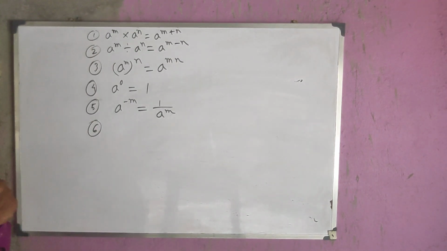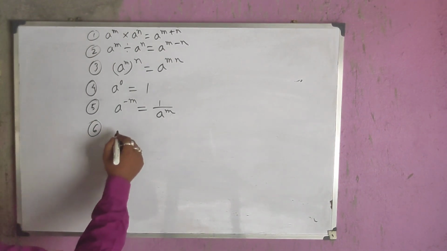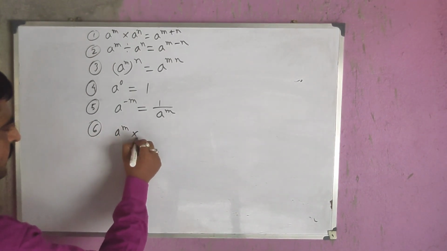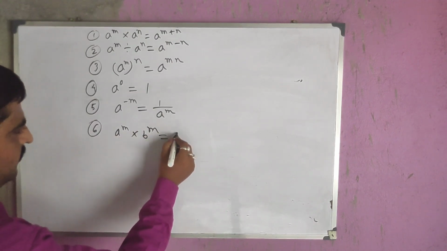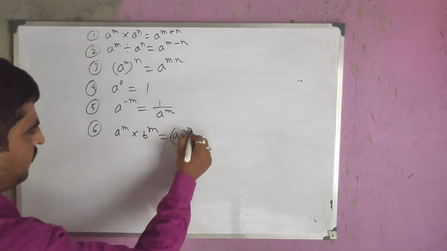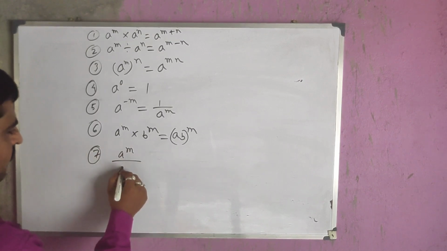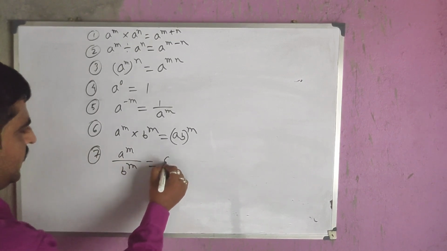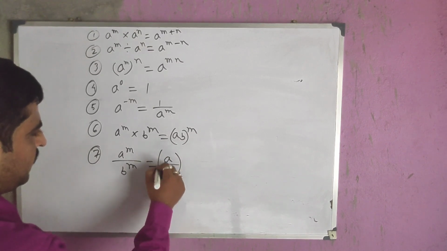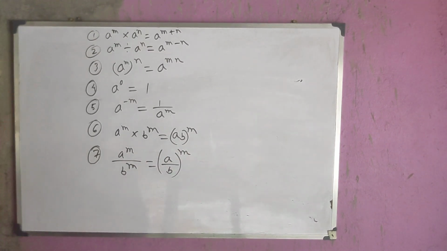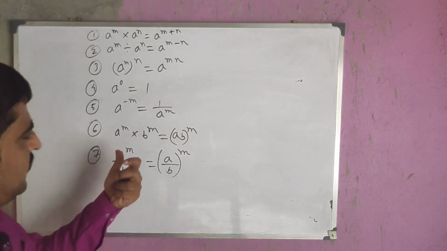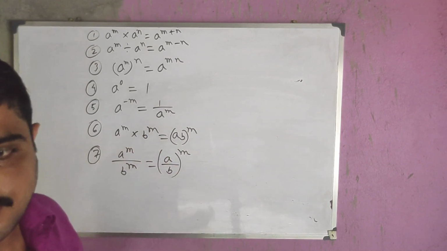Number 6, a to the power m into b to the power m becomes (ab) whole to the power m. Number 7, a to the power m by b to the power m becomes (a by b) whole to the power m. So this also happens only when the powers are equal.